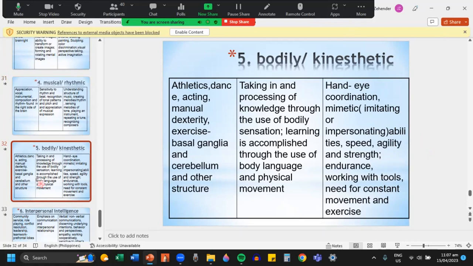So the learners here have good hand-eye coordination. They are mimetic, they are into imitating or impersonating. They have the speed and agility and strength and endurance to work with tools. Then they need constant movement and exercise. So they are mostly on the go. They need to keep their bodies moving. So that is their best way of getting stimulation or knowledge.